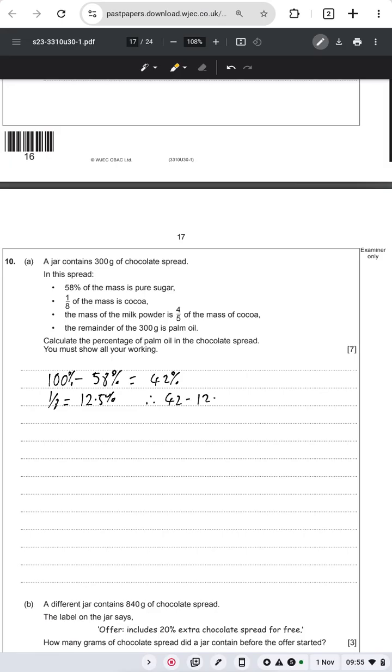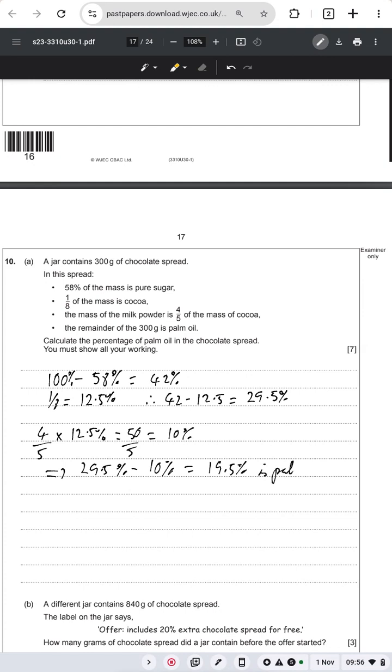So we can do 42 minus 12.5%. So that's going to take us down to 29.5%. And then we're going to look for 4/5 of 12.5%. So times 12.5 by 4 gives you 50, over 5, which is equal to 10%. Therefore, we can do 29.5% minus 10% is equal to 19.5% is palm oil.